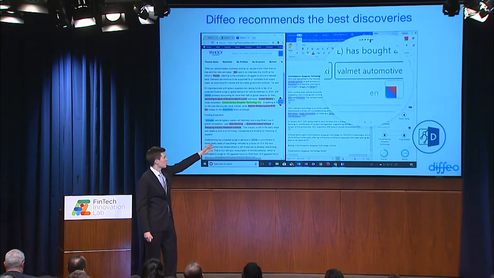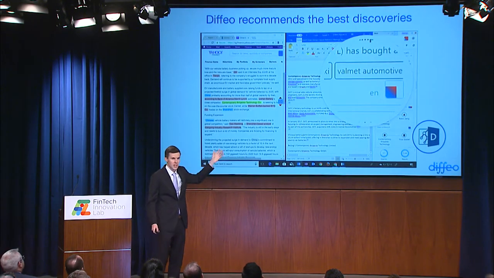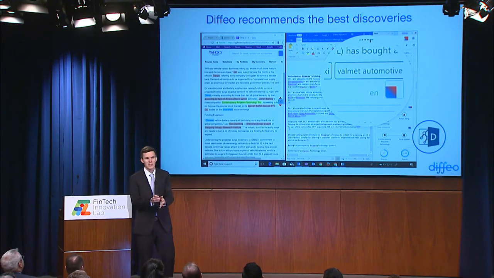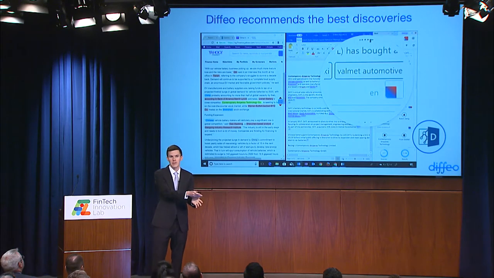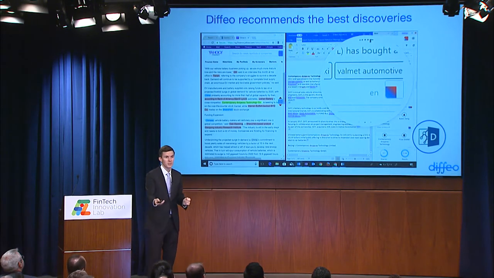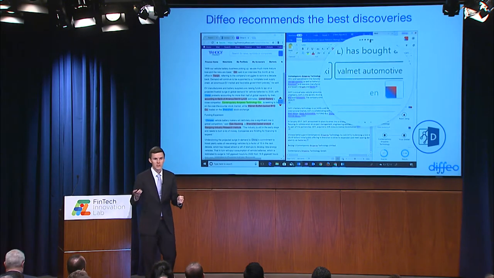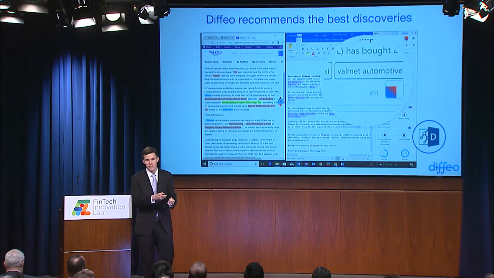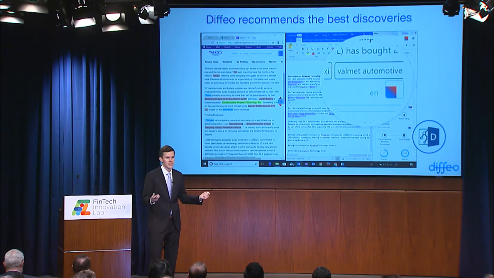Every recommendation is ranked with these confidence and novelty boxes. The height of this box is how confident the system is that the recommendation is on topic. The width is the novelty. So how much new information is Sam going to find when he opens that recommendation? Diffeo learns from all the interactions Sam takes with Diffeo. So the more he uses it, the better the recommendations get.